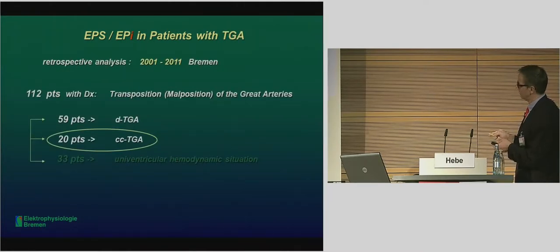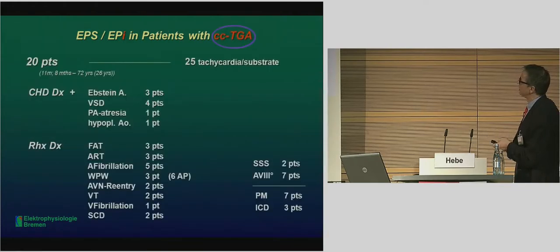The last minutes I would like to spend on congenitally corrected transposition of the great arteries. These 20 patients, what did we find here in these patients? Again, here are listed the arrhythmias we have found. 3 of these patients additionally had an Ebstein's anomaly, which is quite frequent to be seen in these patients. As we know, 4 patients had VSD, 1 PA atresia, and 1 hypoplastic aortic arch.